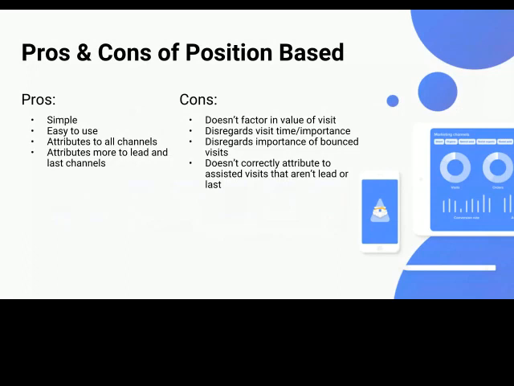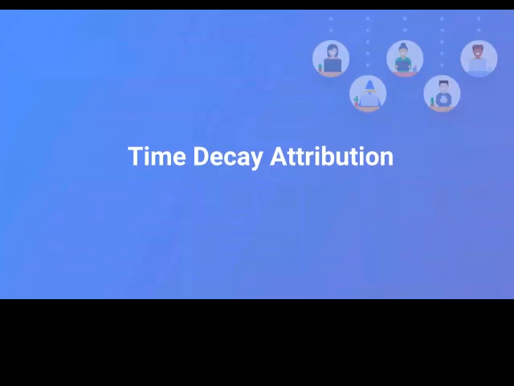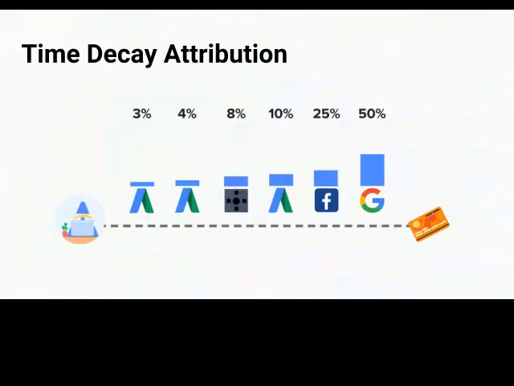And so now we have a bit of a more complex model, which is called the time decay attribution model. What this does is it attributes more credit for the sale towards the end of the customer journey. For example, Google was the last click, the last one to get the sale, so it has half of the total credit. And then as the touch points get further from the point of sale, they diminish in terms of getting credit for it.